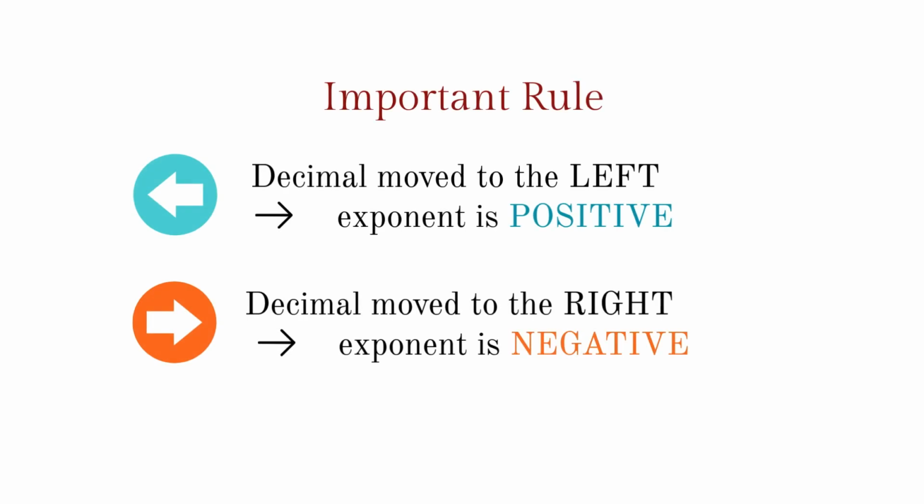So let us revise this rule again. If the decimal point moves to the left, the exponent is positive, and if the decimal point moves to the right, the exponent is negative. Left means positive, right means negative.